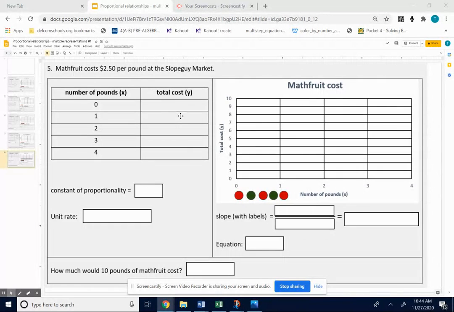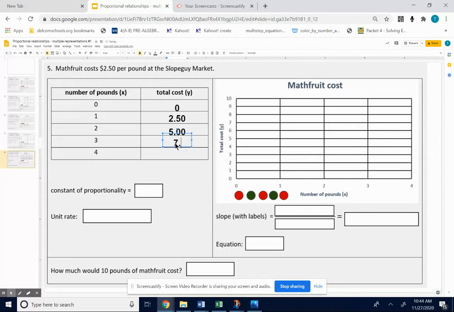Okay, so to fill out the data table, 0 pounds costs $0. 1 pound costs $2.50. 2 pounds would be 2 times $2.50 per pound, would be $5. 3 pounds would be 3 pounds at $2.50 per pound, so you'd multiply to get $7.50. 4 pounds would be 4 times $2.50 each, would be $10.